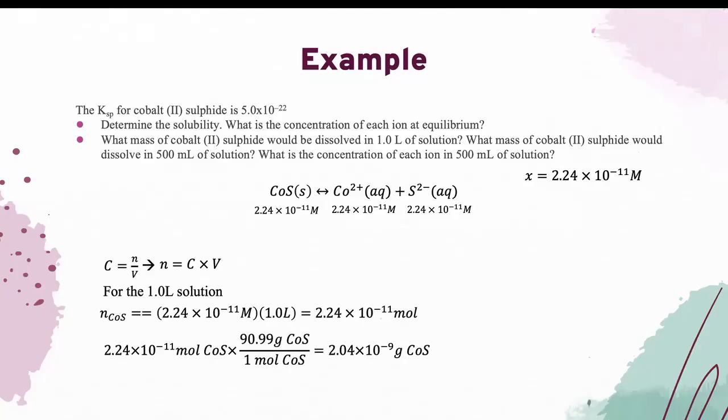And then I put two equal signs. When you multiply that by the molar mass of cobalt 2 sulfide, you get 2.04 times 10 to the negative 9th grams of cobalt 2 sulfide. So that's for 1 liter of solution.